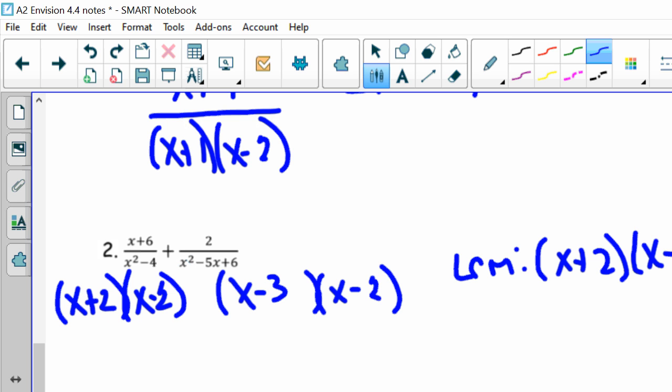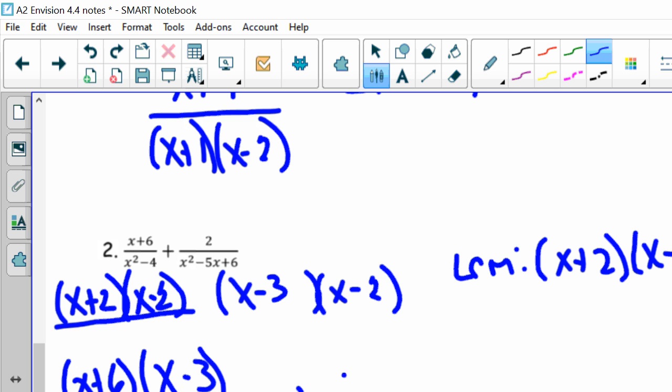x plus 2, x minus 2, x minus 3, plus x plus 2, x minus 2, x minus 3. Top one, x plus 6 to begin with. So now what was the original denominator missing? Missing the x minus 3. So I multiply the top of that by x minus 3. This one added 2 to begin with. What was it missing? An x plus 2.